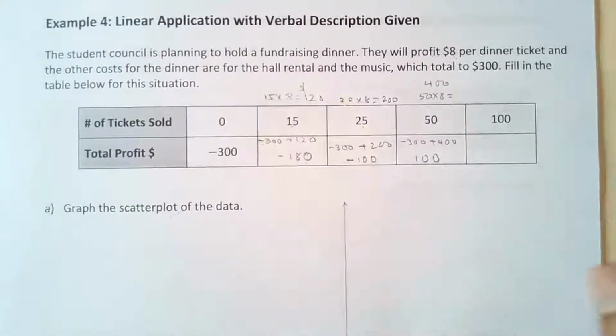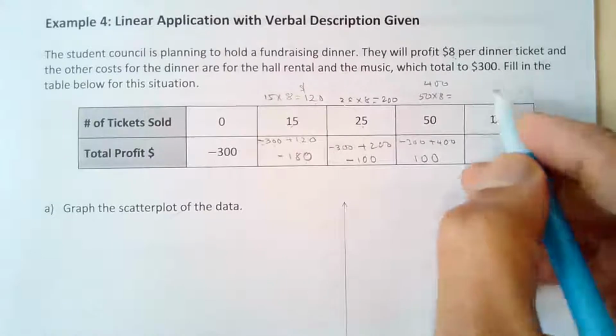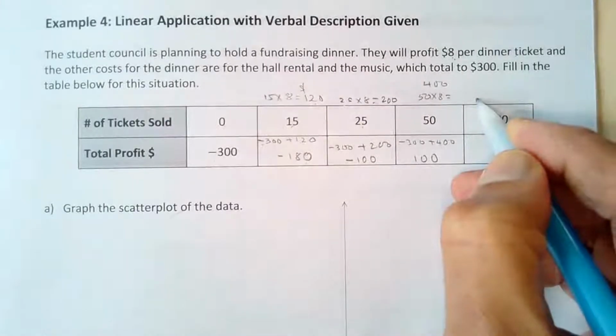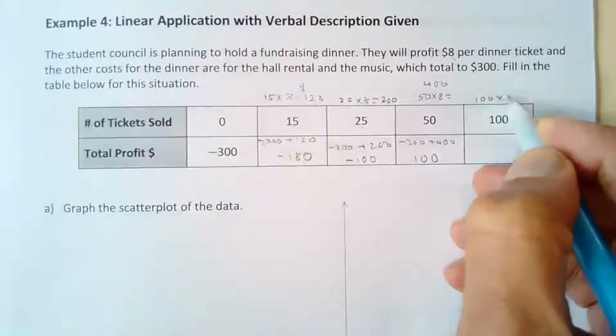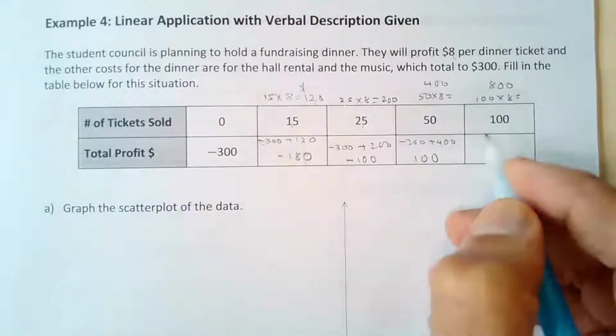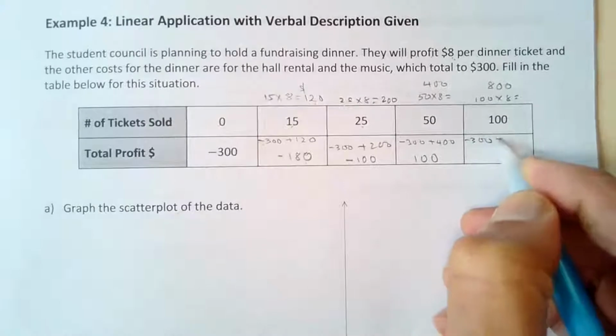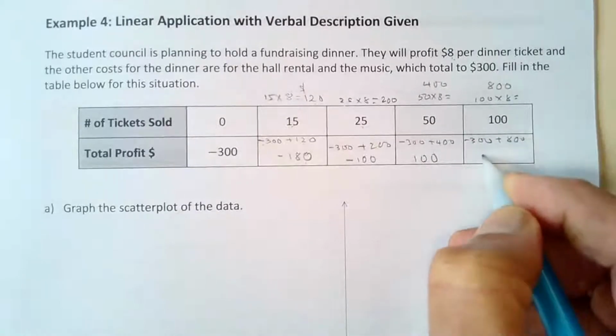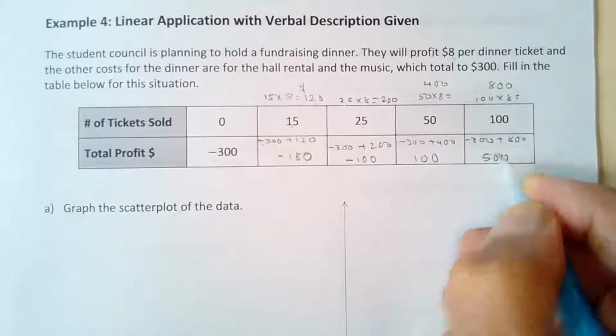Next, they decided to continue selling and they sold 100 tickets. So it would be 100 tickets times 8. It'll give me $800 here. So now this will be negative 300 plus 800. So I have a profit now of $500.